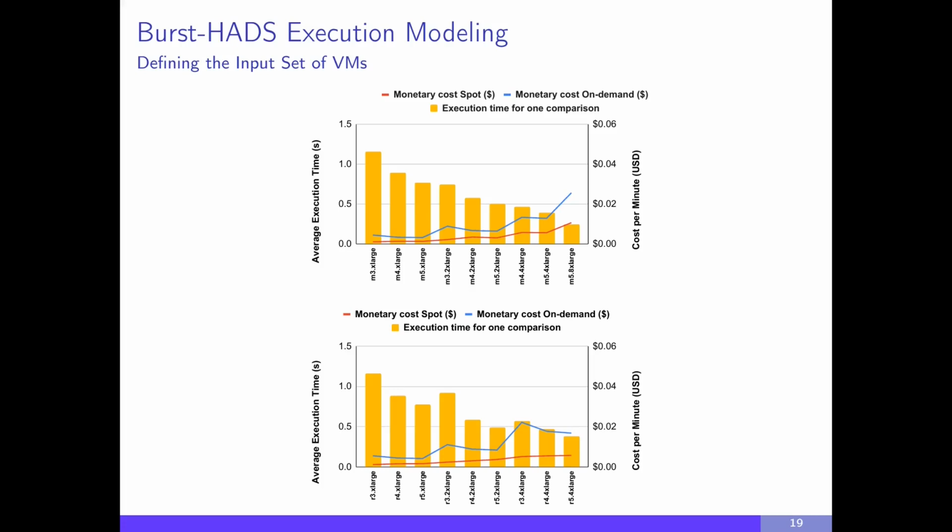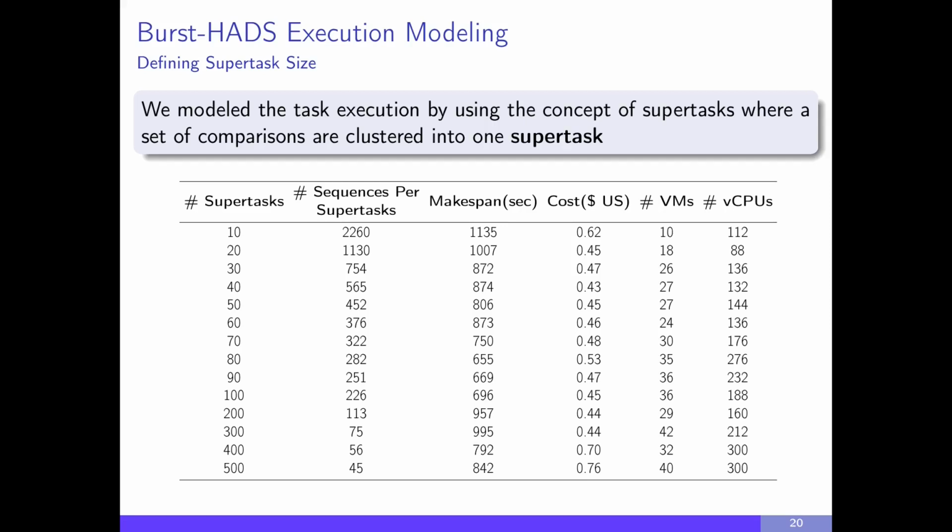If BurstHPC worked with those short tasks, it would be necessary to create a job with 22,000 tasks, and of course that would jeopardize the execution efficiency of BurstHPC. So we modeled the task execution by using the concept of super task. A set of comparisons is clustered in just one super task. So if I have 10 super tasks, I would have 2,260 comparisons per task. So one task would perform that number of comparisons, and so on. If I have, for example, 100 super tasks, I would have 226 comparisons per task.